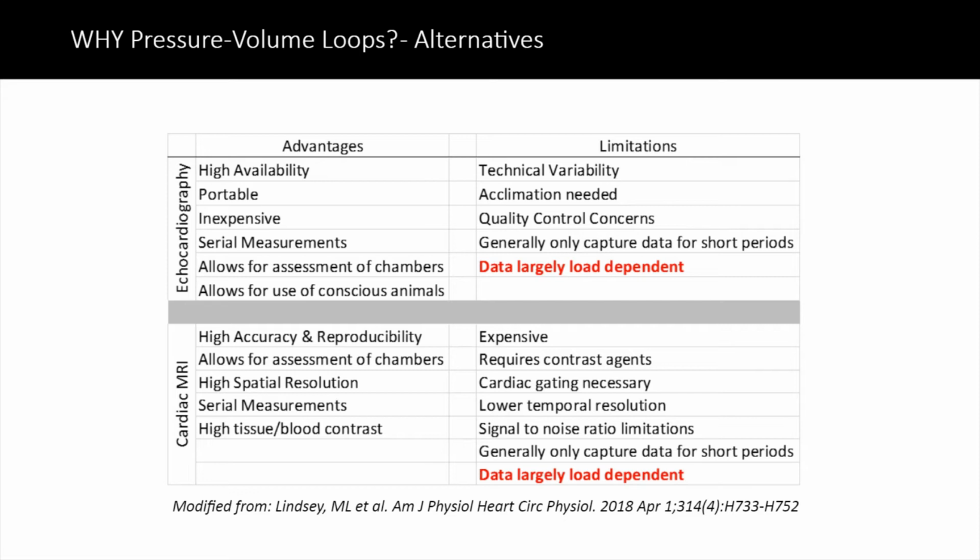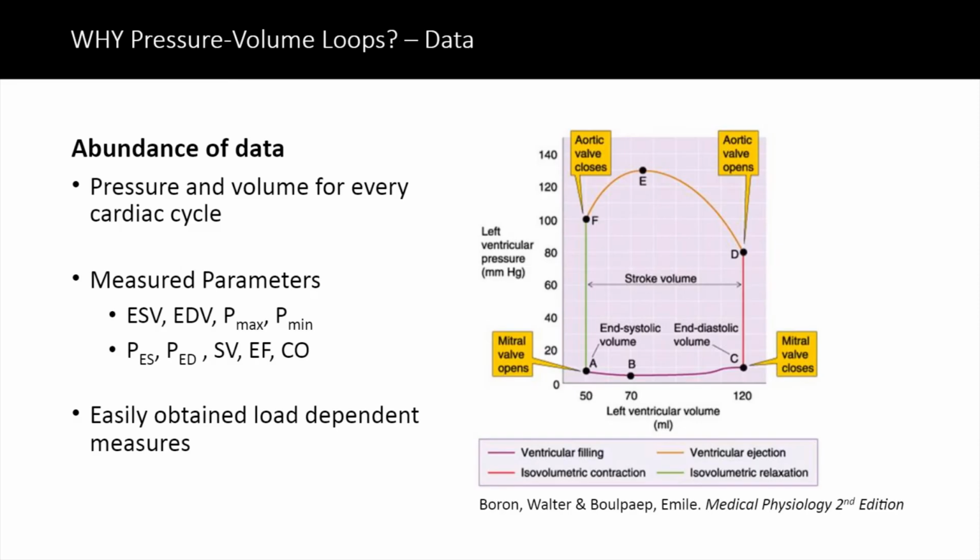Although each system has its own unique set of limitations, two that they hold in common and are arguably significant are that they both generally only capture data for short periods, and that the cardiac functional measures are largely load dependent. I'm going to ask that you keep the notion of load dependence in mind because we're going to revisit that in a little bit. In the meantime, what we can take from this is that we have two useful tools in the tool chest, but an identifiable gap in the data that needs to be filled. So then why do we need PV loops?